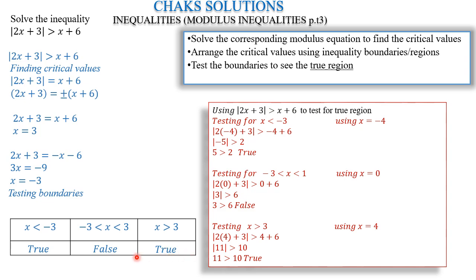So now we want to write our set of solutions. So you can see that there's this true region of x greater than 3, and there's also this region of x less than minus 3, which is also true. So the set of solutions is now x is less than minus 3, union x greater than 3 here. Alright, so now let's go to the next example.